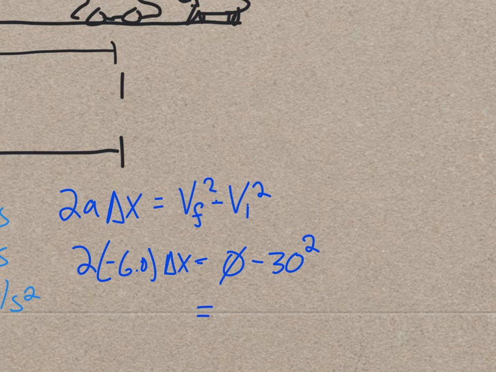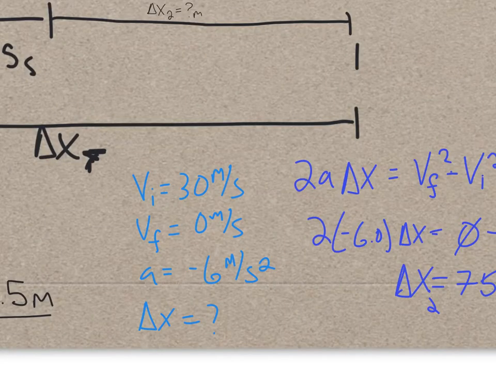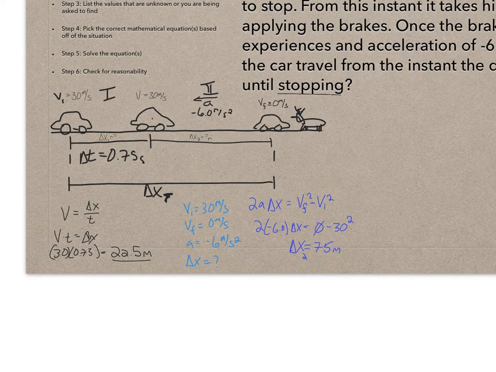Now I can rearrange. I'm going to have 30 squared is 900, divided by 2 times negative 6, so that's negative 900 divided by negative 12, which means 75. So this is phase 2, essentially, and it has a displacement of 75 meters. Phase 1 had a displacement of 22.5. Phase 2 had a displacement of 75. The total displacement is those two added together, so I will have a total displacement of 97.5 meters. That's my delta x.